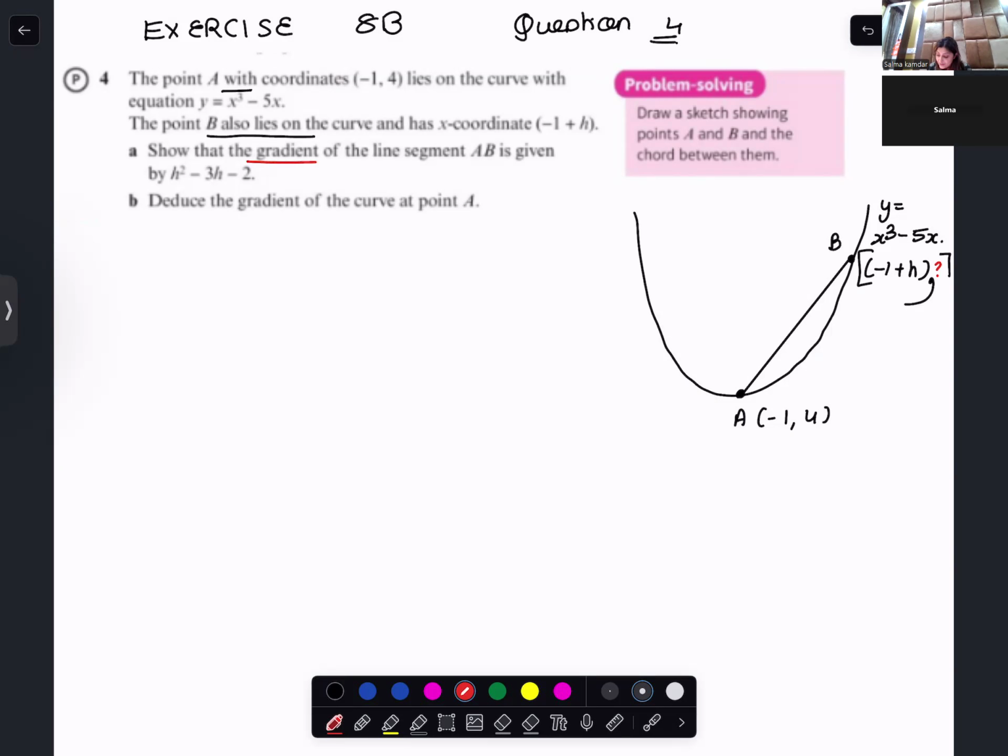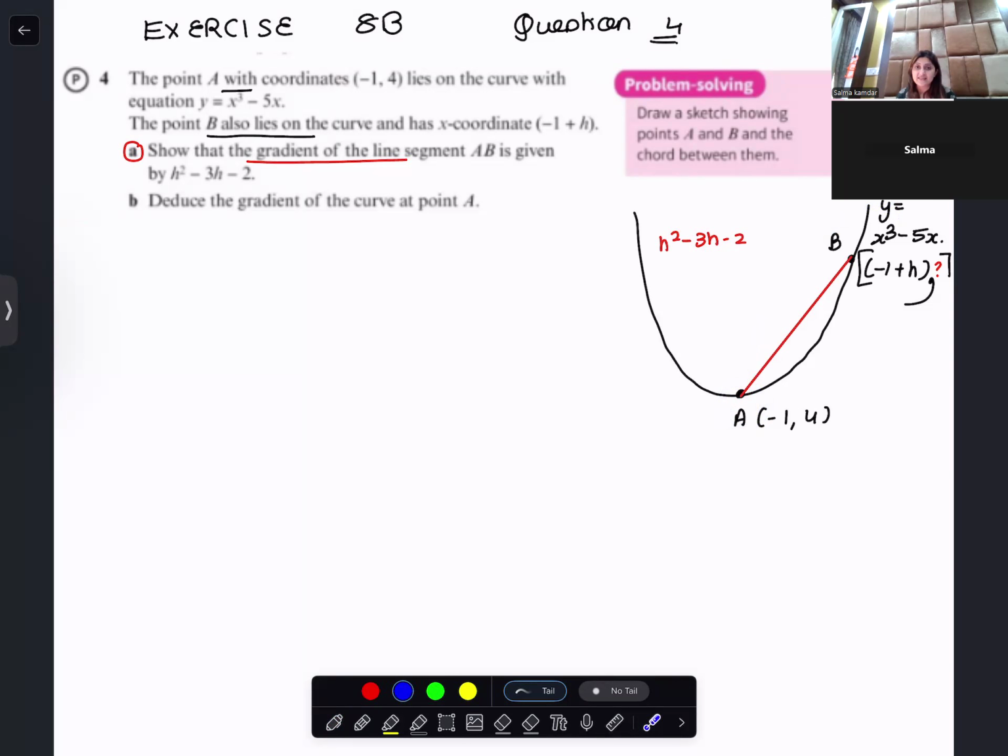Show that the gradient of the line segment, this is the line segment AB, is h square minus 3h minus 2. This is the first part. And I have to deduce the gradient of the curve at point A. The gradient of the curve at point A would be nothing but the derivative of the function. Let's do step by step. Let's first find the gradient of the line segment AB.